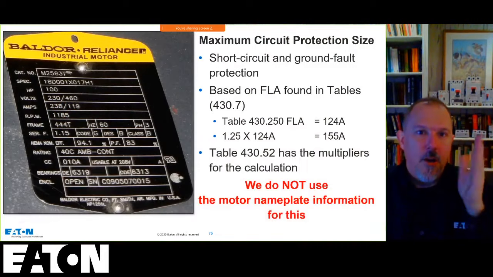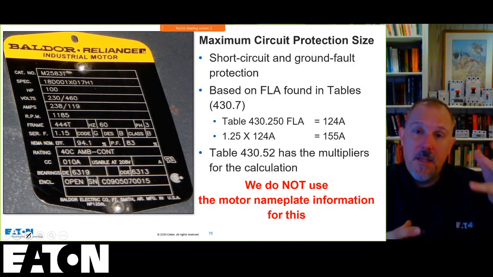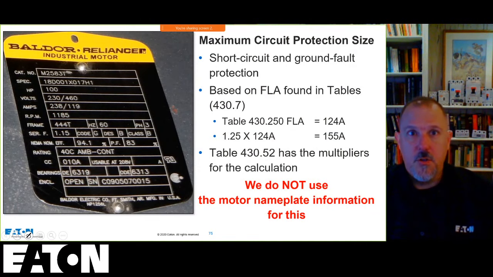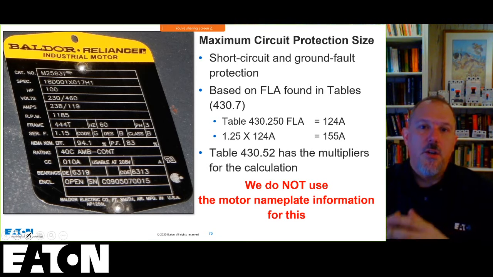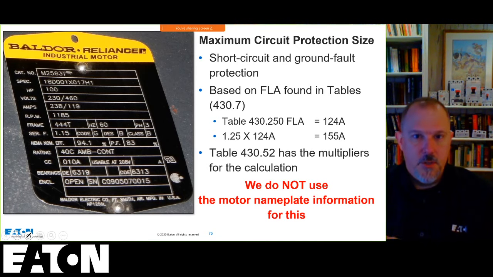Let's talk about our overcurrent protection selection. So we've picked the conductor. We've got our motor starting curve. Short circuit and ground fault protection is based on the full load amps in the tables, not what's on the nameplate. So again, remember, we had that 124 amps for that 100 horsepower motor. I'm not going to use the 1.25. That's what we used for the conductor, and 430.52 has the multipliers.